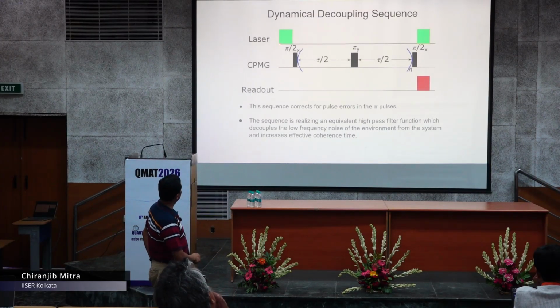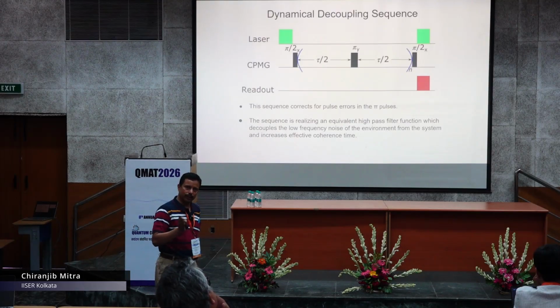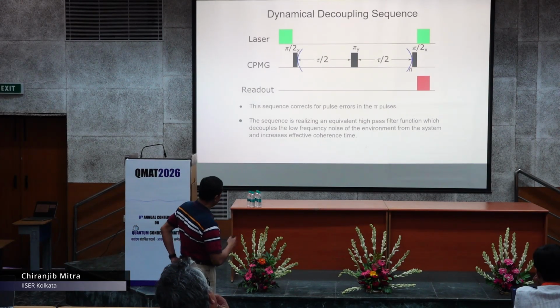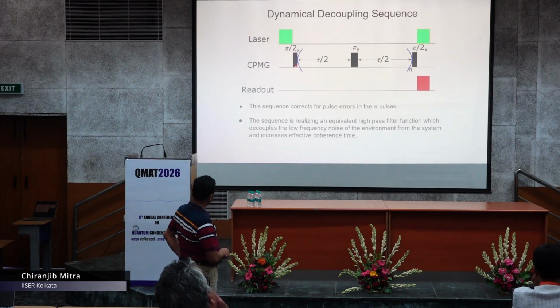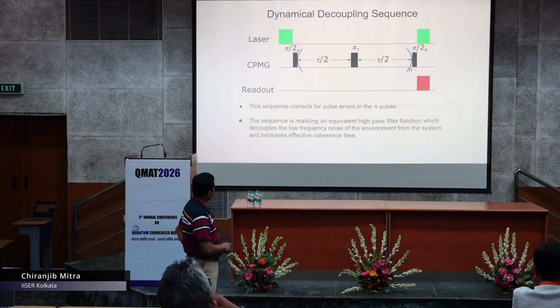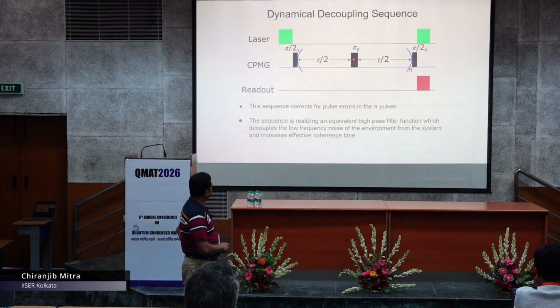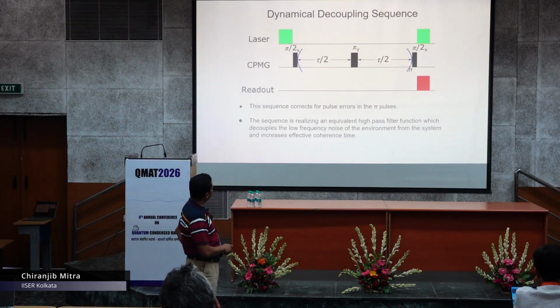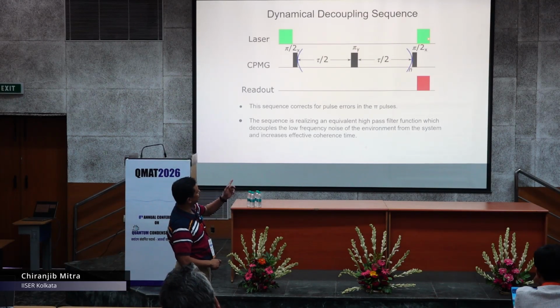So the scheme is as follows: you put a laser pulse. By the way, spin echo is also a dynamical decoupling scheme; I'll talk about that later. So I put the laser and then I put a pi by 2 pulse about the x axis, then I let it evolve over time tau by 2, and then I put a pi pulse about the y axis, and then again I let it evolve over tau by 2, and I put a pi by 2 pulse, which takes me back to the z axis, and I measure. This is the readout pulse, right?